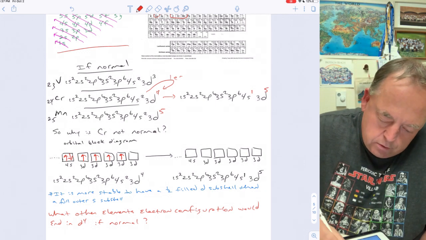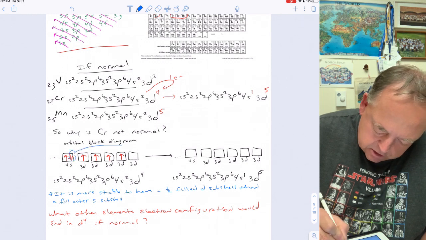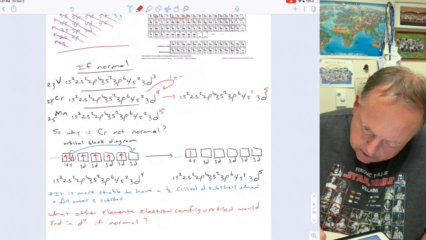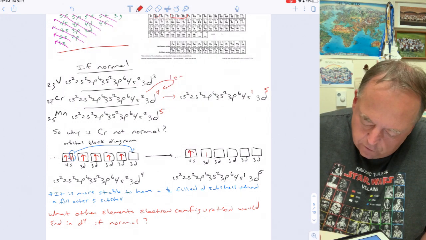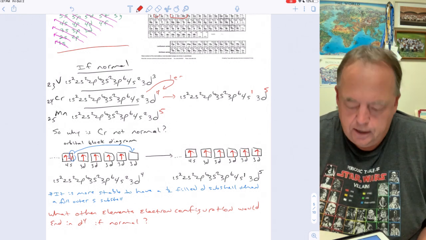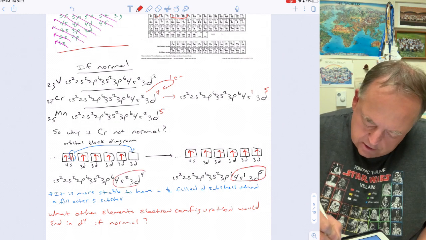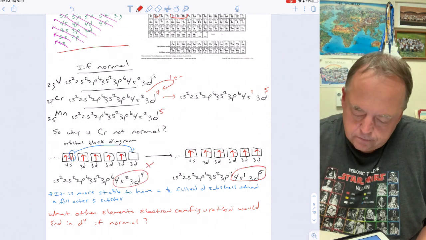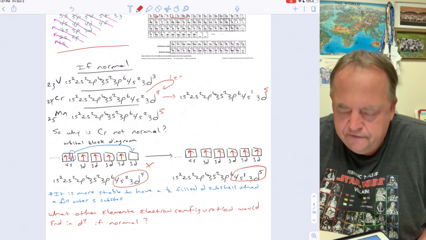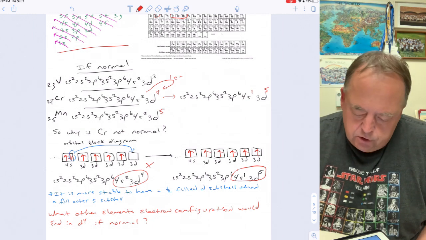But it's not normal. It's irregular, so one of these electrons is in d instead, so we're going to move that to here instead. So now we only have 1 electron in 4s, so it's 4s1, and we have 5 in d instead, so it's 3d5, right? So 4s1 3d5 and not 4s2 3d4. So why does it do this? It does this because it's more stable to have a half-filled d subshell than a full outer s subshell.